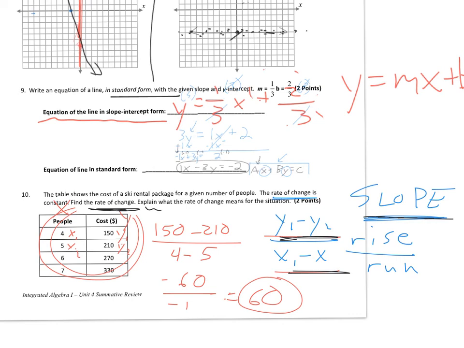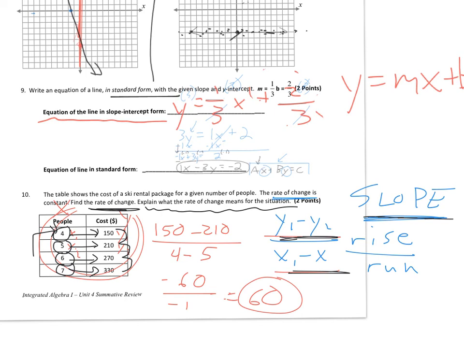Now, this last part, explain what the rate of change means. Okay, so you got to think about what's actually happening here. You and your squad are going skiing. When there's 4 of you, it costs $150. When there's 5 of you, it costs $210. When there's 6 of you, it costs $270. What do you notice about the cost? It keeps going up, obviously. But how much is it going up? What is the rate of change?